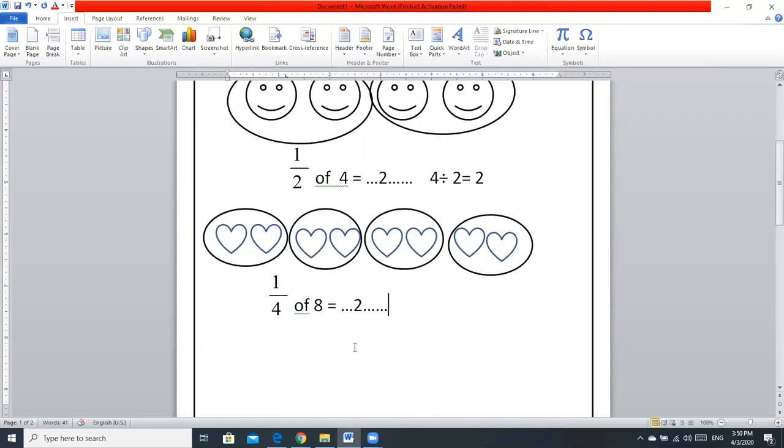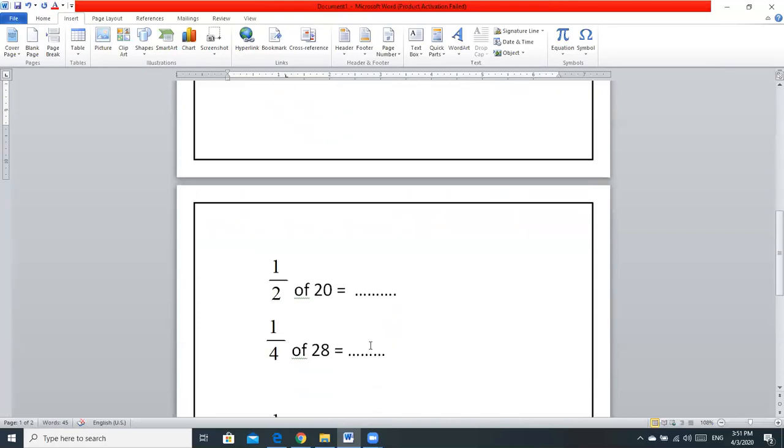Let's try it here. I'm going to make the 8 divided by which number? The number down, the 4. This 8 divided by 4 equals 2. The same answer or no? Yes. So when I want to know the fraction of any number, I use what? Division. Let's try this together.